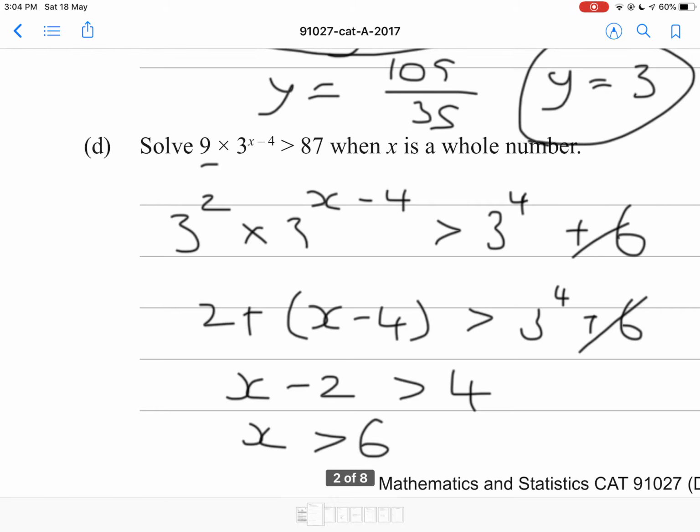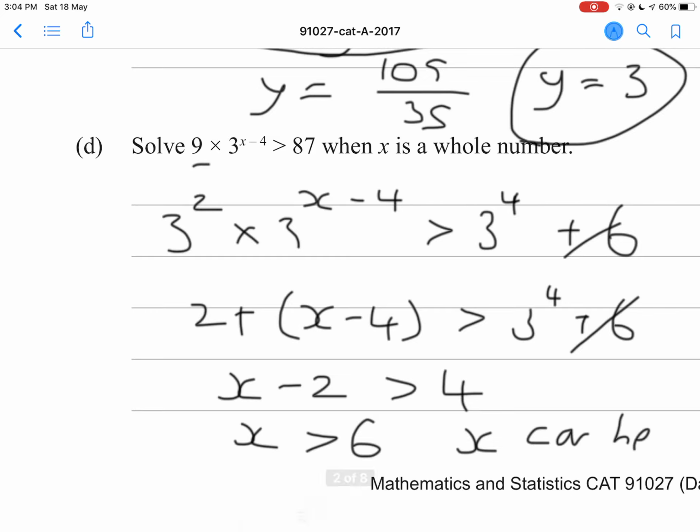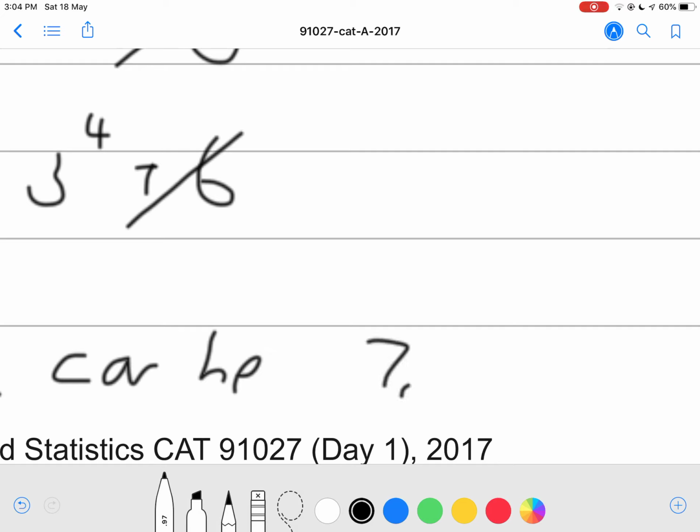So when x is a whole number, x can be 7, 8, 9, etc. Okay.